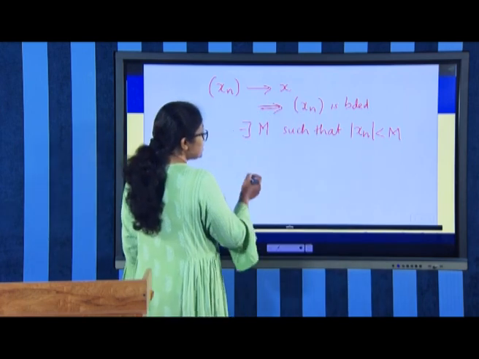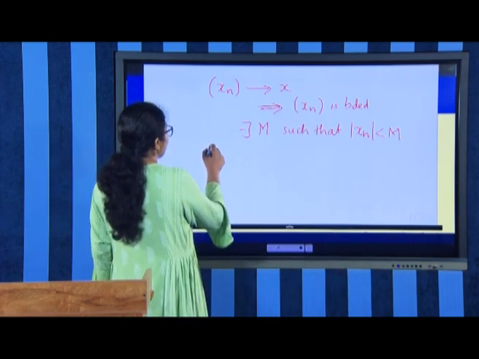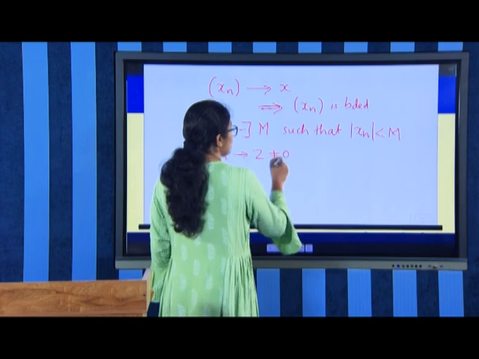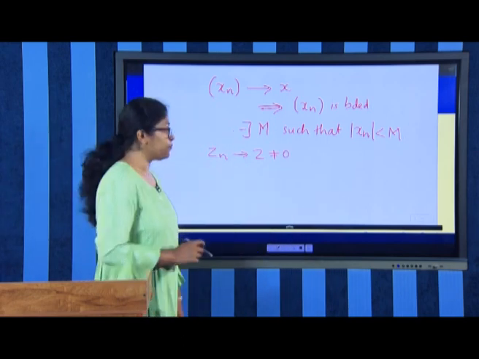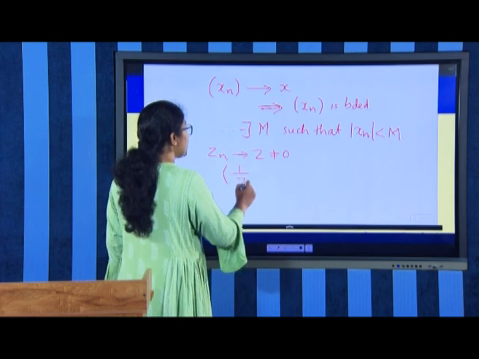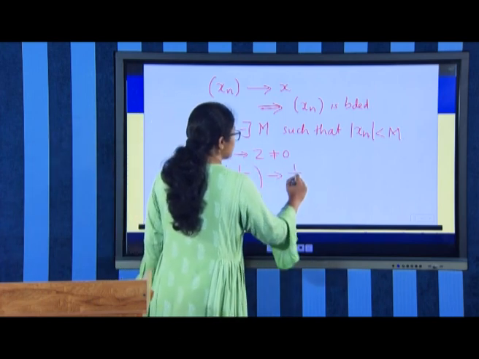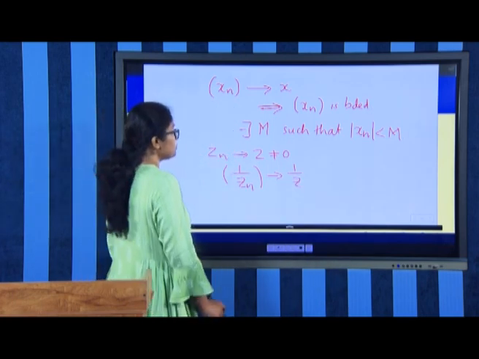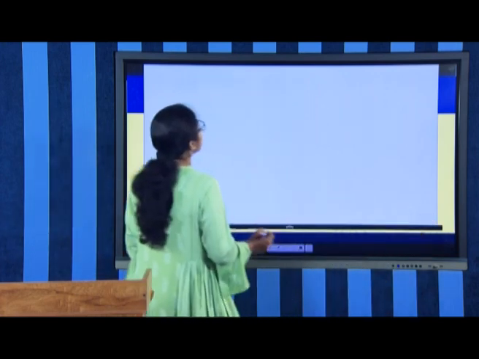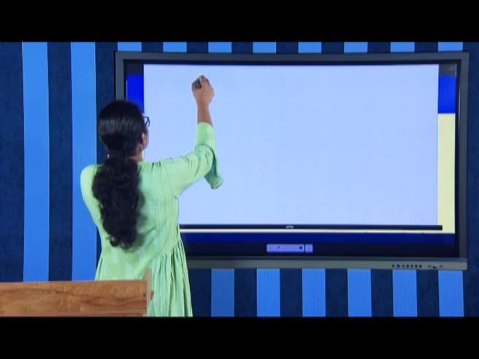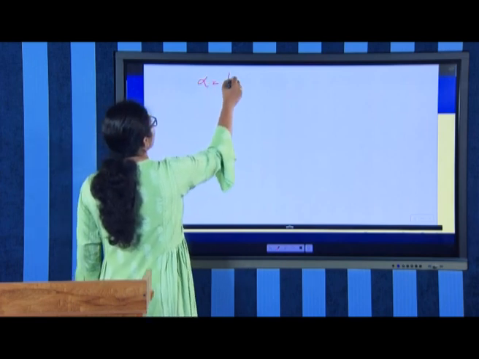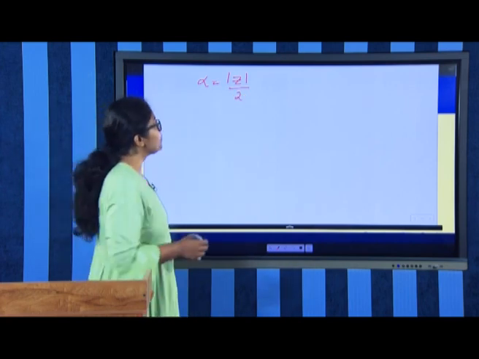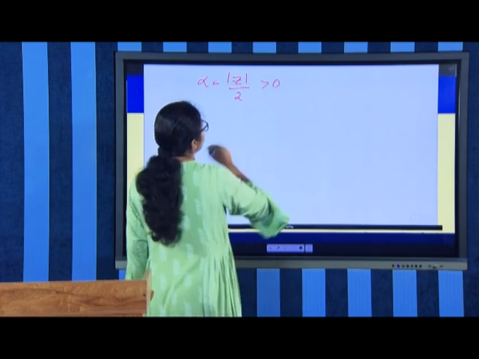And the next result that we want to show is, if we have a sequence Zn converging to Z, where Z is not equal to 0 and none of the Zn's are 0, then we can show that the sequence 1 by Zn converges to 1 by Z. Here also we will be doing a slight manipulation, that is, consider say alpha is equal to modulus of Z by 2. So, since it is mod Z, this is definitely greater than 0.